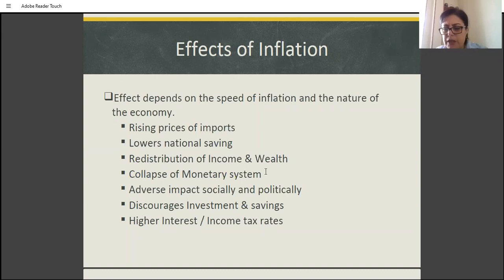And of course, with the collapse of the monetary system, the banks try to offer higher interest rates because they cannot keep pace with the increased prices, and every time they have to adapt their interest rates to the new price level. As a result, the income tax rates also go up. Well, those are the major negative effects of inflation.